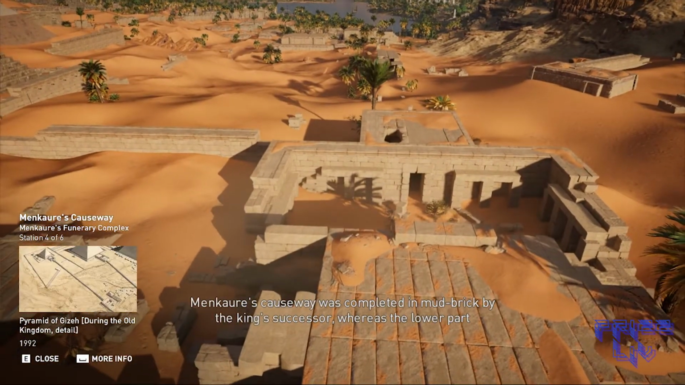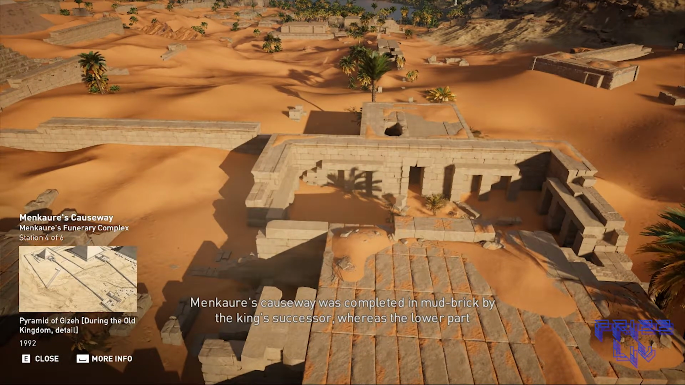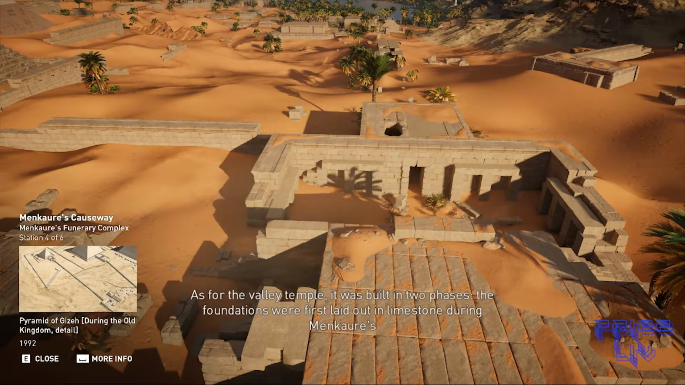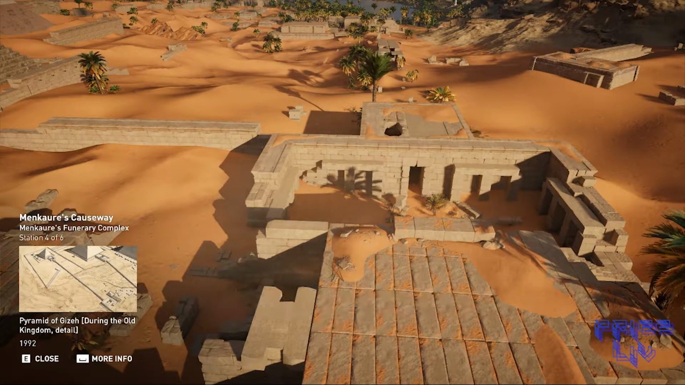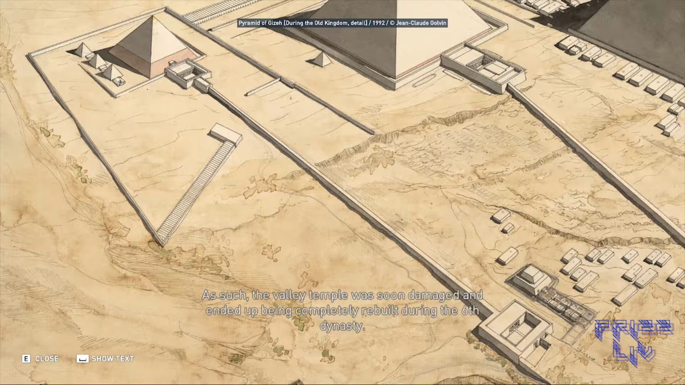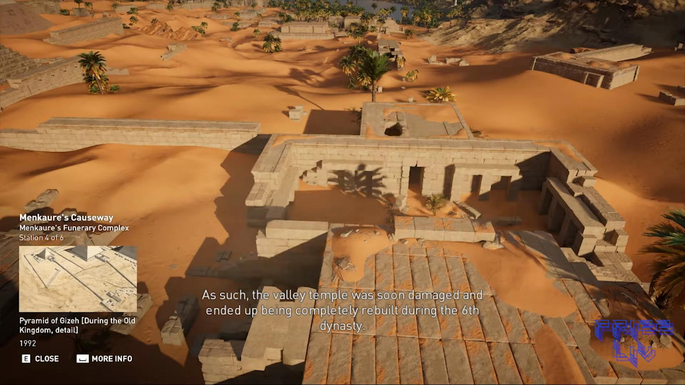Menkaura's causeway was completed in mud brick by the king's successor, whereas the lower part was nothing more than a simple ramp. As for the Valley Temple, it was built in 2 phases. The foundations were first laid out in limestone during Menkaura's reign, but the temple itself was completed in mud brick afterwards. As such, the Valley Temple was soon damaged and ended up being completely rebuilt during the 6th dynasty.